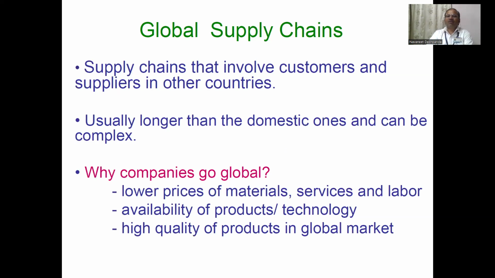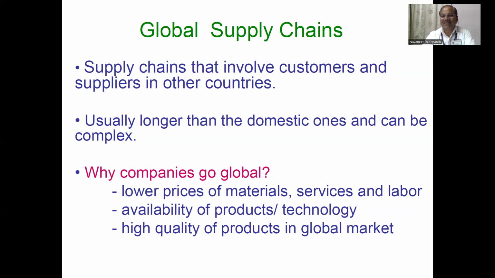So we understood a few types of supply chains. Going ahead, we are also trying to know the global supply chains. These are primarily the supply chains that involve customers and suppliers in other countries, not just limited to the domestic geographies. Usually these take longer times than domestic ones and can be very complex in terms of scheduling.